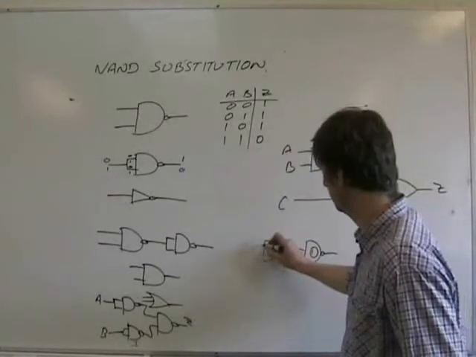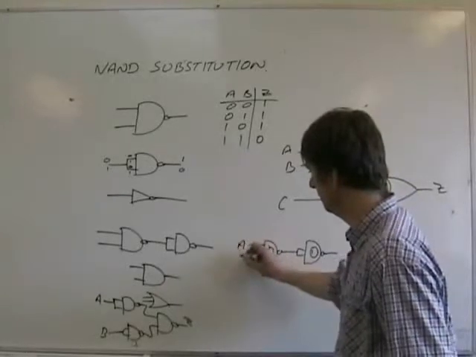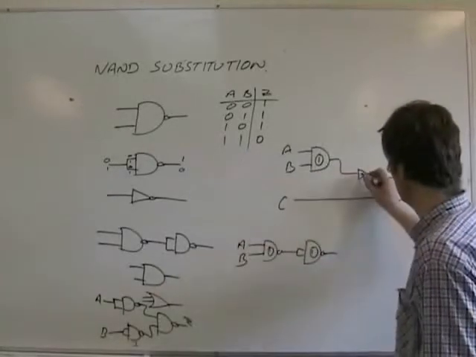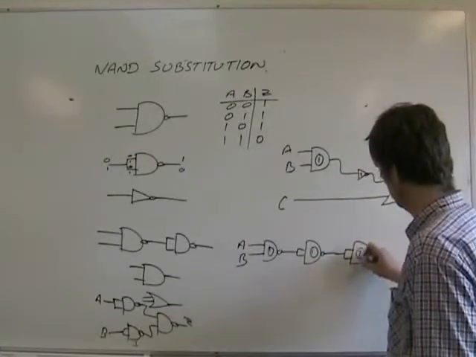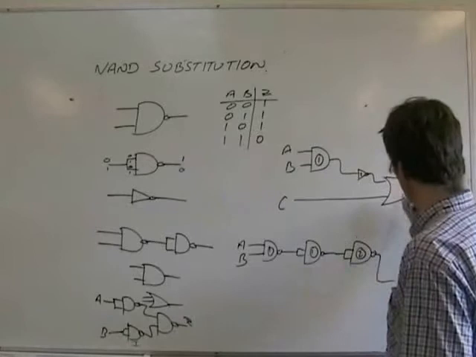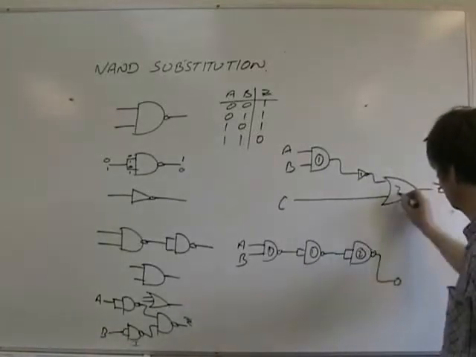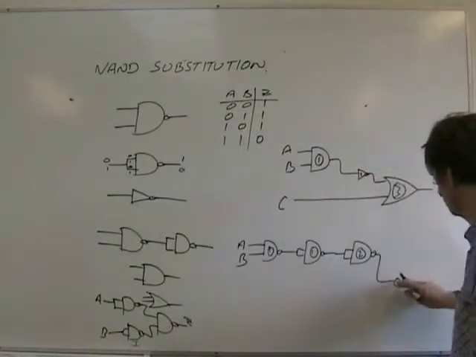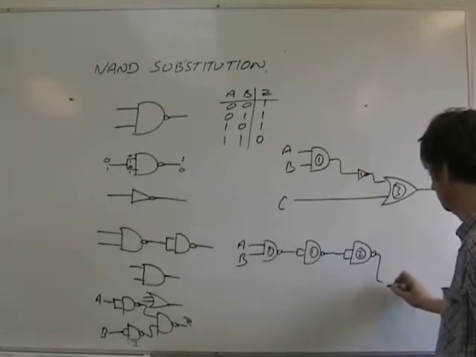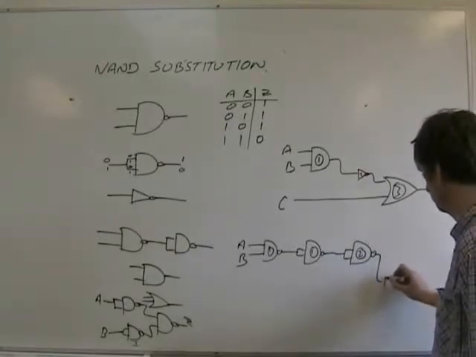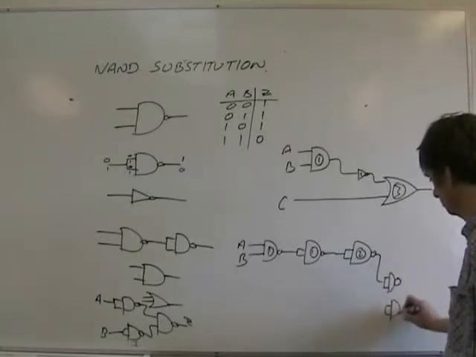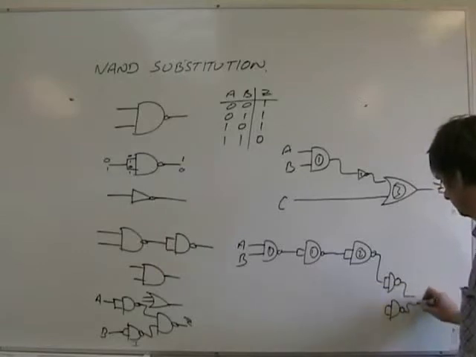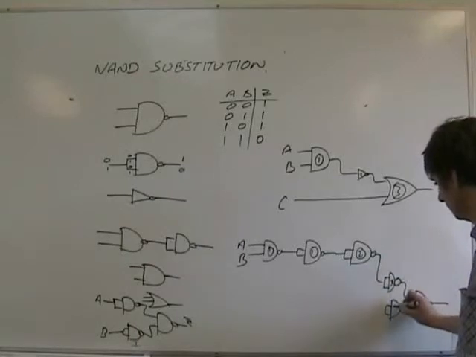Remember the wee circles on the NANDs. So that's A and B. So that was gate 1. Gate 2 is my NOT gate. So there's gate 2. Now we have the OR gate, which will be an OR gate, and the two inverters. So that's the OR gate there.